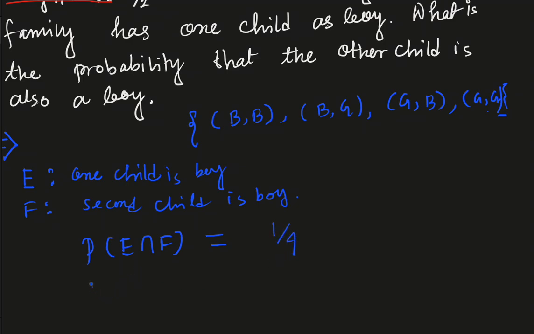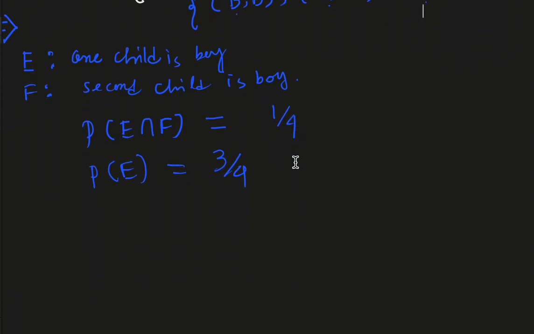Now another thing: what is the probability that one child is a boy? That is 3/4. So you can see that here one child is a boy. So that is the probability. Now, I don't know whether you know this or not, but in probability there is a theorem called Bayes' theorem. Applying Bayes' theorem, we can calculate the conditional probability.